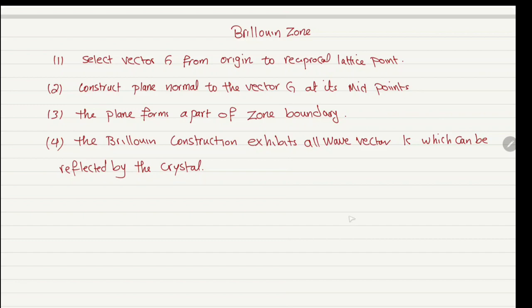So you pick up a central atom with its nearest neighbors like this, and remember it's in 3 dimensions, it's not in 2 dimensions. Now you take the midpoints with planes. It's not like the Wigner-Seitz cell, it's take the midpoints with the planes. Now the volume here is called the Brillouin zone.